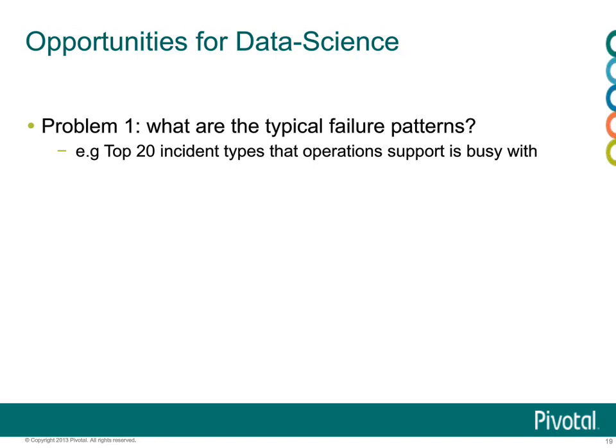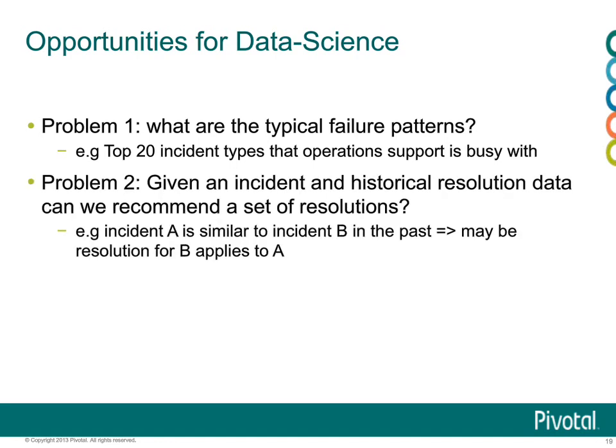The second problem is, given an incident that has occurred and historical data, can we recommend a set of resolutions automatically? For example, if incident A that is coming in is similar to incident B in the past, maybe the steps that were taken to resolve incident B in the past still apply for A. So that's where machine learning comes in, right? You take the historical data and understand if this incoming incident A is similar to some incident in the past, so you can recommend resolutions.